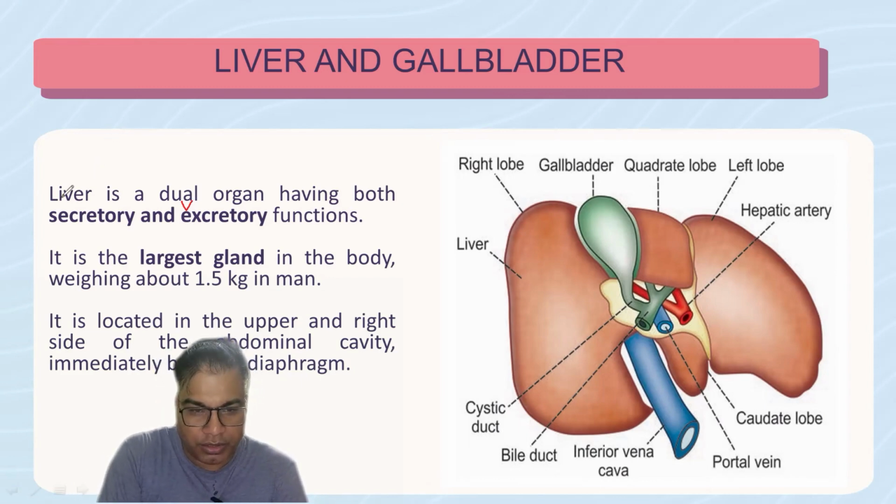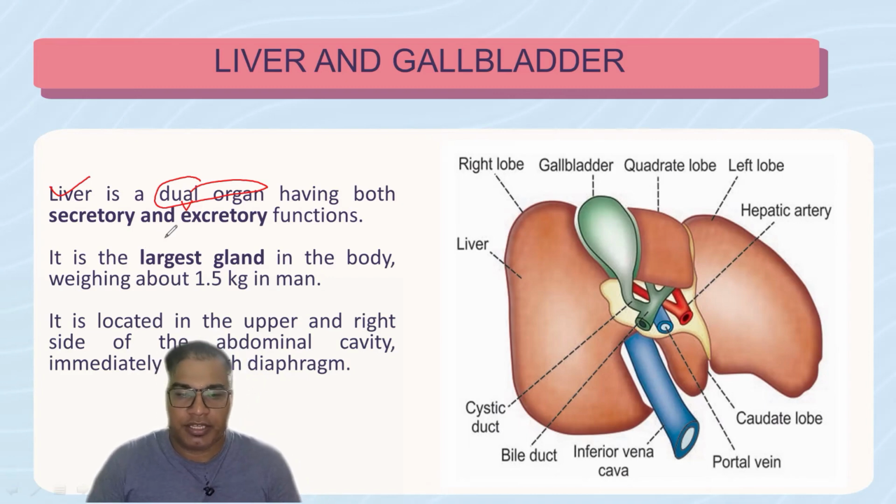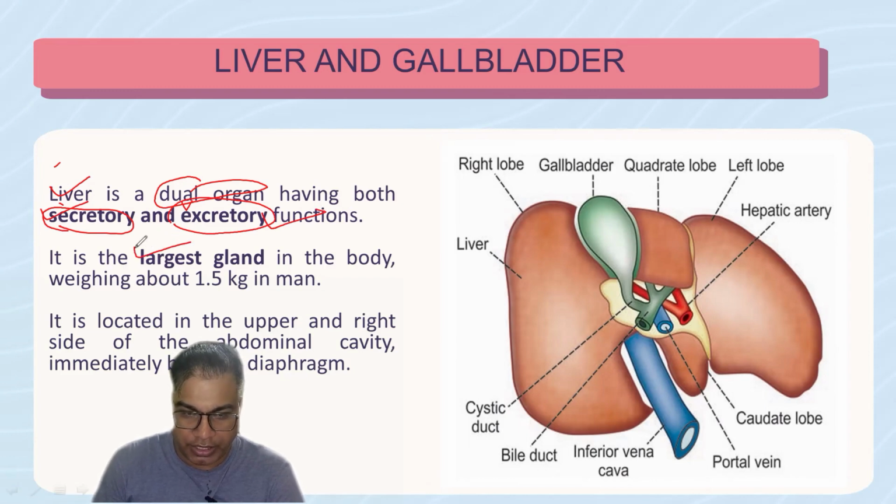So basically, liver is a dual organ. It performs both secretory and excretory functions. It helps in secretion as well as excretion of various substances. It is the largest gland. It weighs around 1.5 kilogram in man. The location is the upper and right side of the abdominal cavity, immediately beneath the diaphragm.